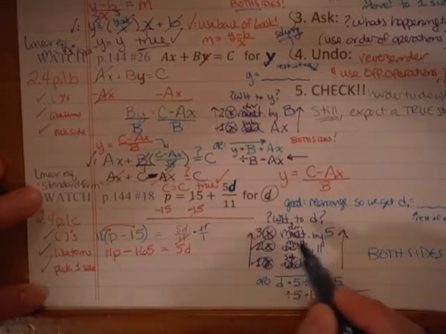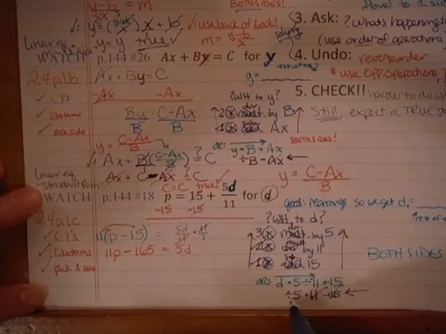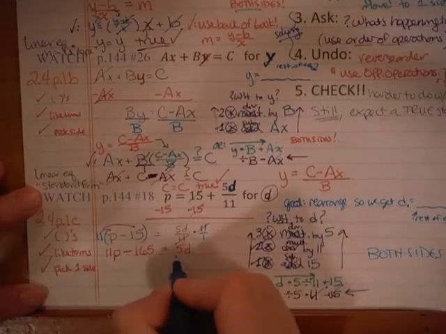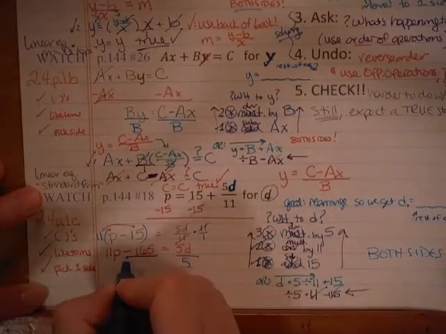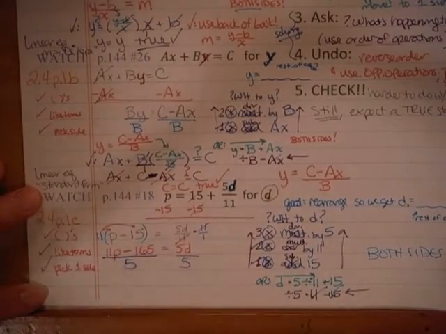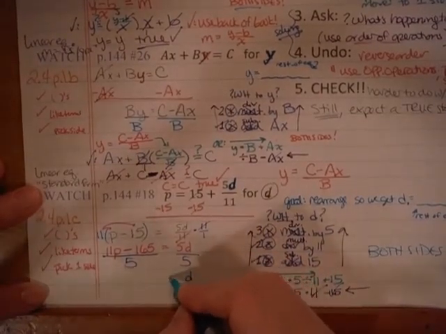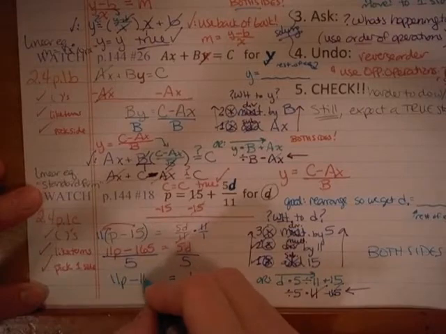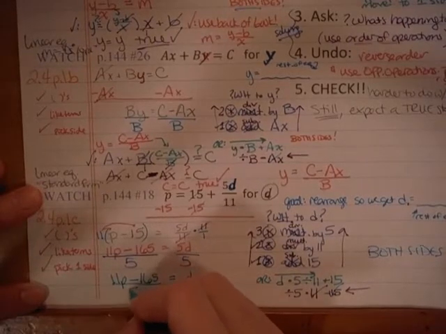So we did step 2. Now step 3 says we're going to divide by 5 both sides. So I divide by 5. I divide the entire left side by 5, okay? And my d is equal to 11p minus 165 over 5.